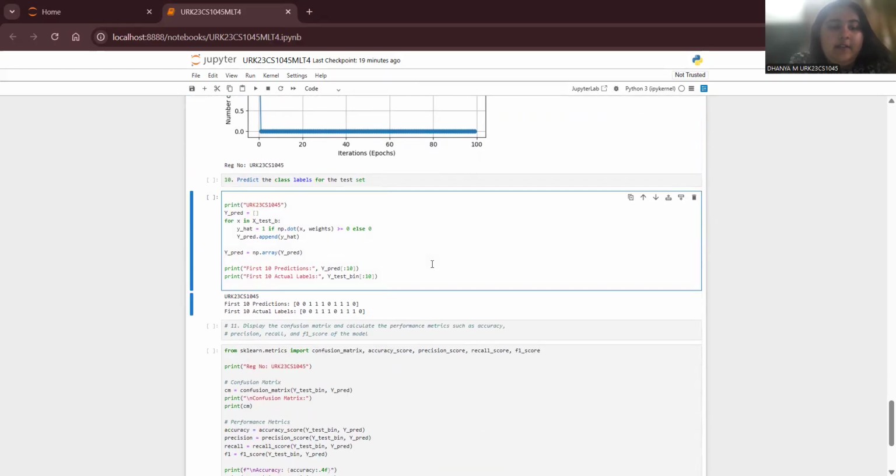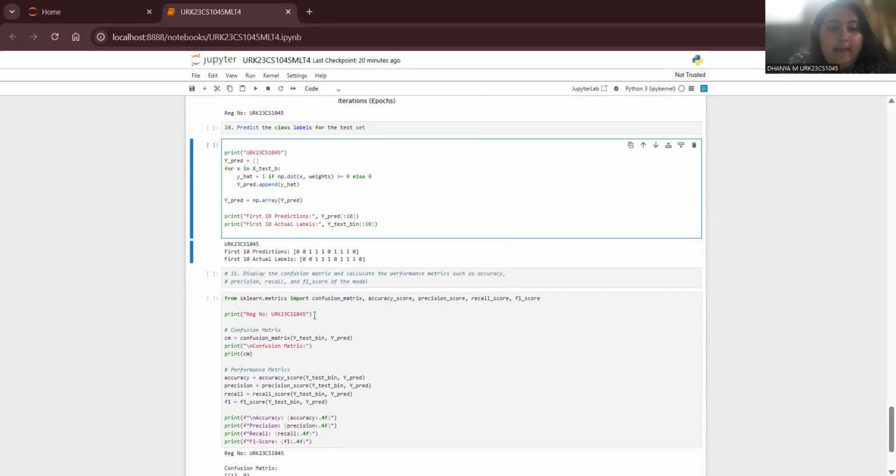For the 10th question, I have predicted the class labels. Once the model is trained, it is used to predict the species of the penguins in the test data. The perceptron calculates the weighted sum of the inputs and applies the activation function to determine the predicted class. Here we can see the first 10 predictions calculated and the first 10 actual labels.